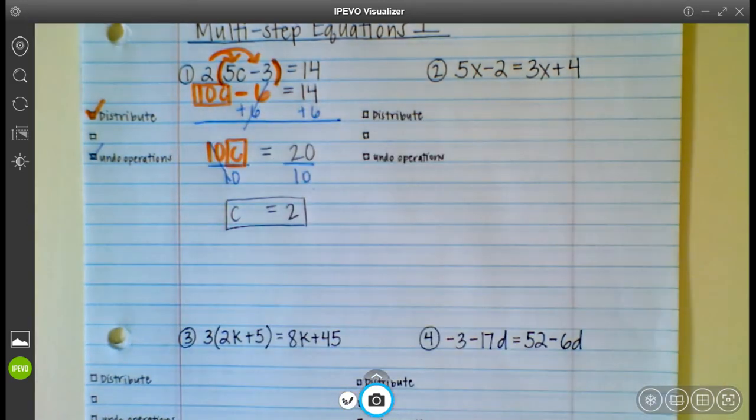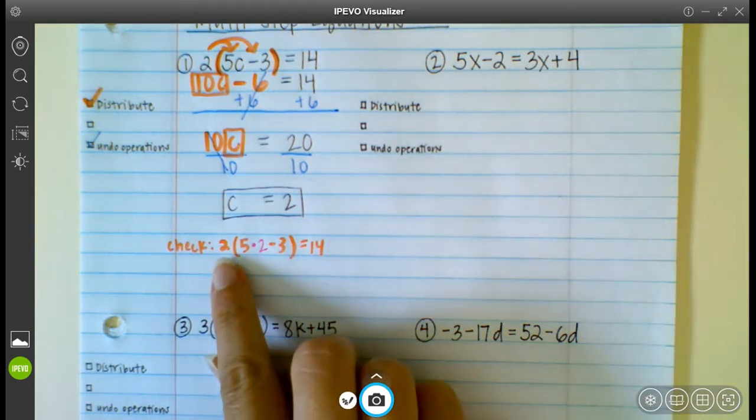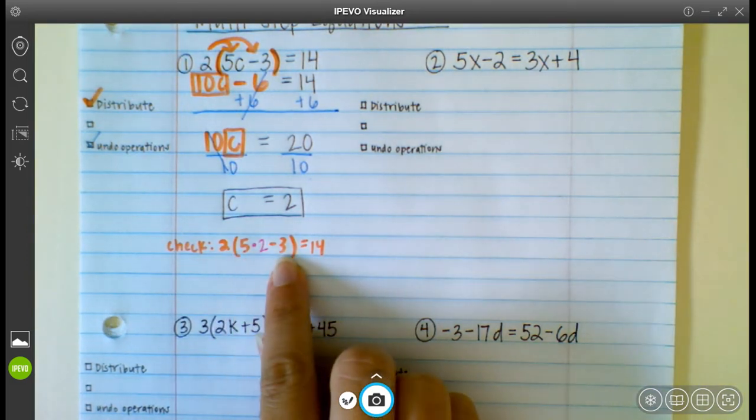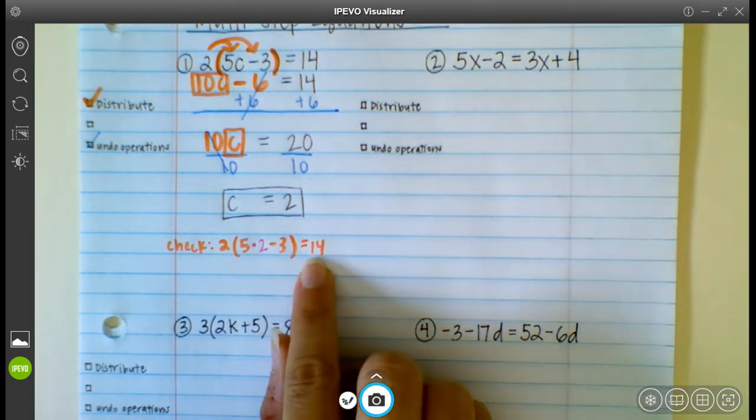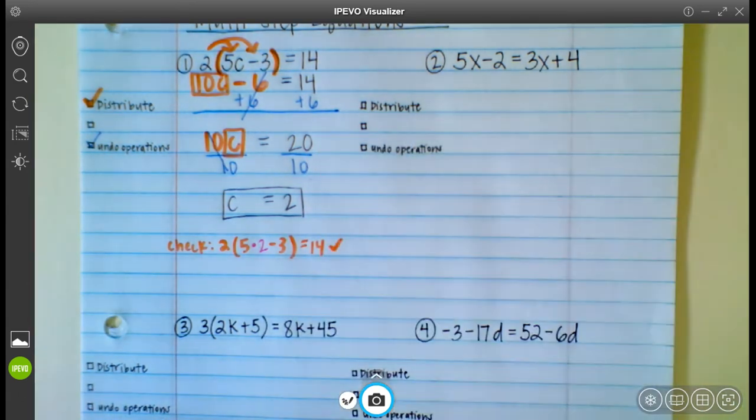Now, if you don't know for sure if this is your final answer, please do the check. So when you do your check, guys, and you type all of this left side into your calculators, you should in fact get 14 back, which means that 2 has to be my answer or my solution.